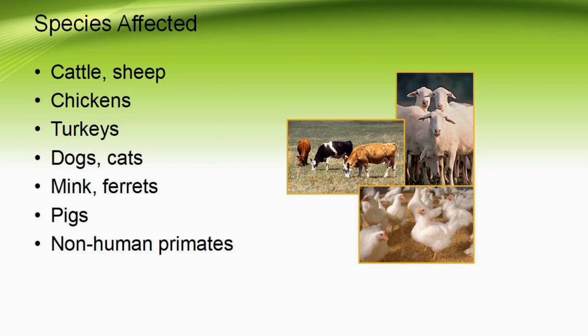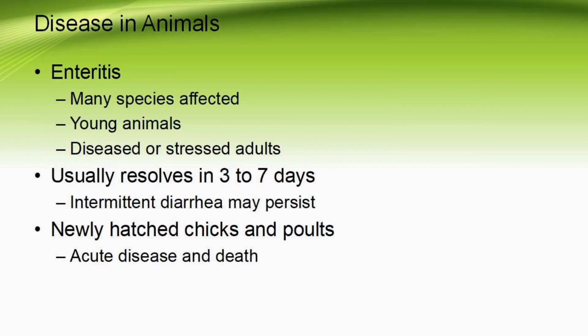Campylobacter jejuni and Campylobacter coli can infect animals such as cattle, sheep, chickens, turkeys, dogs, cats, mink, ferrets, pigs, non-human primates, and other species. Campylobacter fetus subspecies fetus is found in cattle, sheep, and goats. Campylobacter fetus subspecies venerealis is found in cattle. Animals can be infected asymptomatically with any of these organisms.